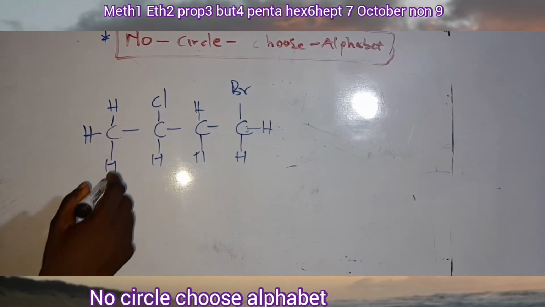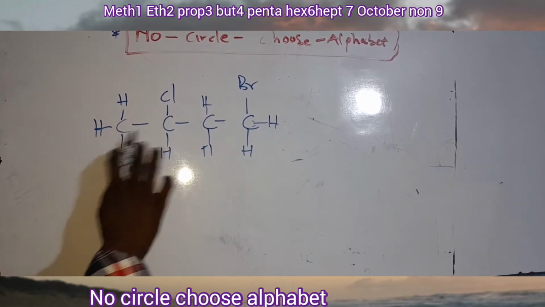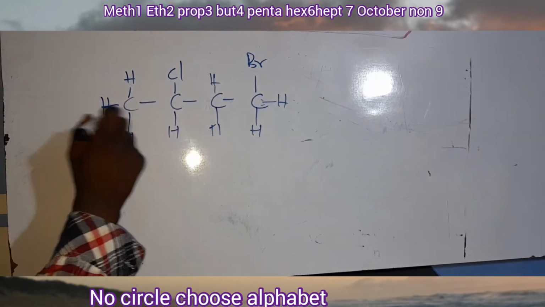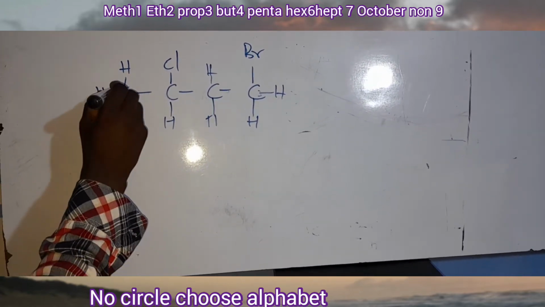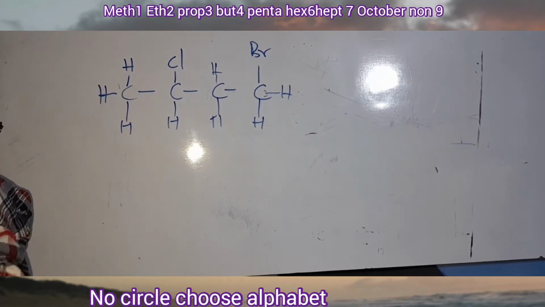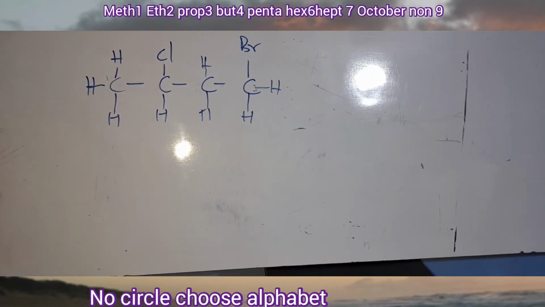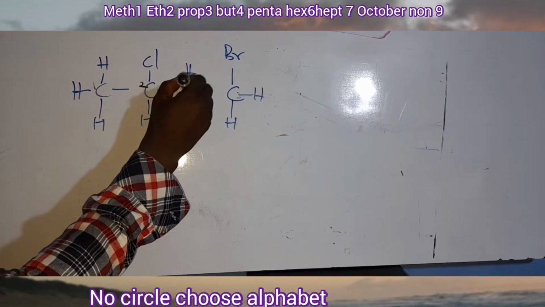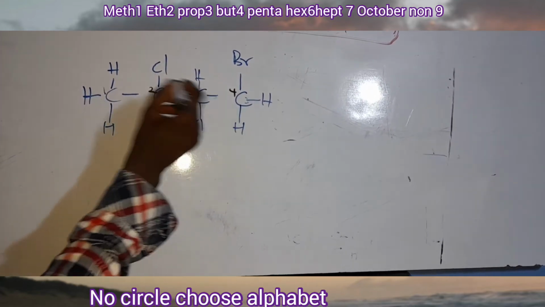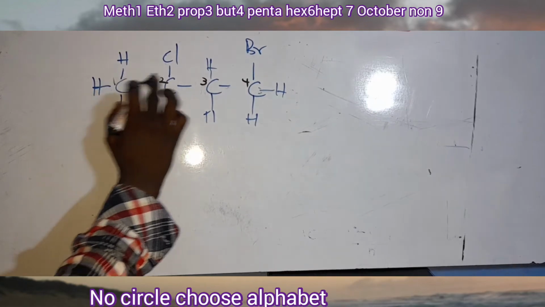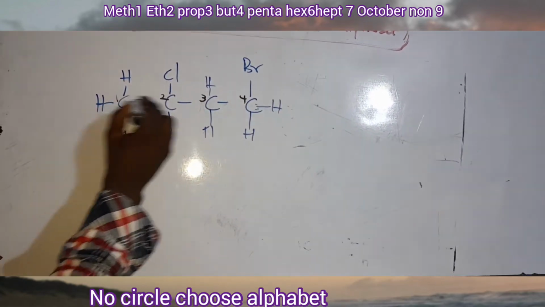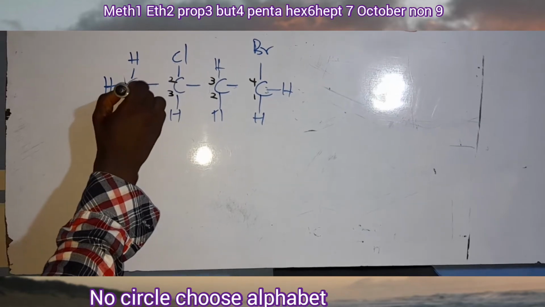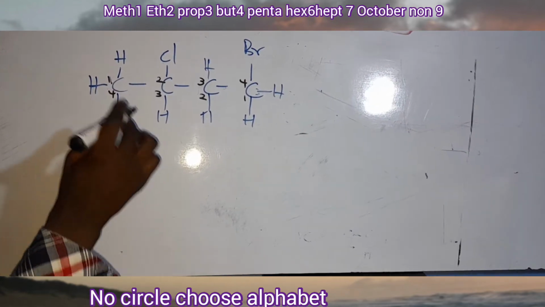Alright, so now look at this compound. You have to name this compound. Remember, no circle, choose alphabet. No circle means I'll number the carbon. So I'm going to number the carbon: 1, 2, 3, 4. That's the highest carbon; there are only 4 here. Then I'm going to go opposite: 1, 2, 3, 4. Now I've finished numbering.